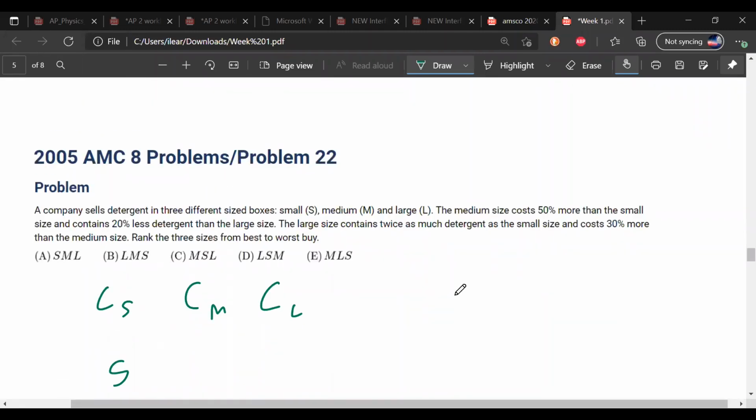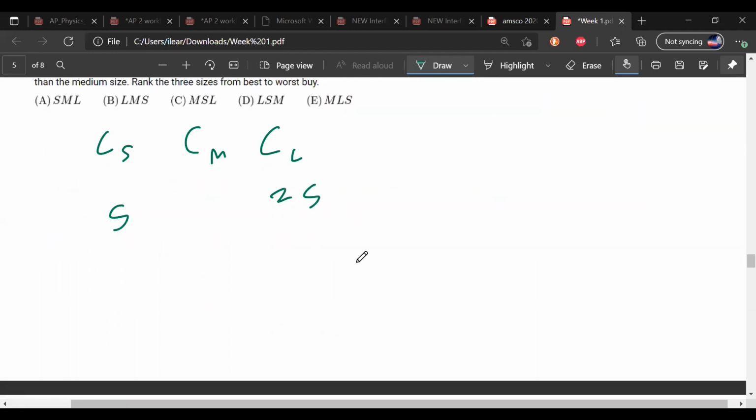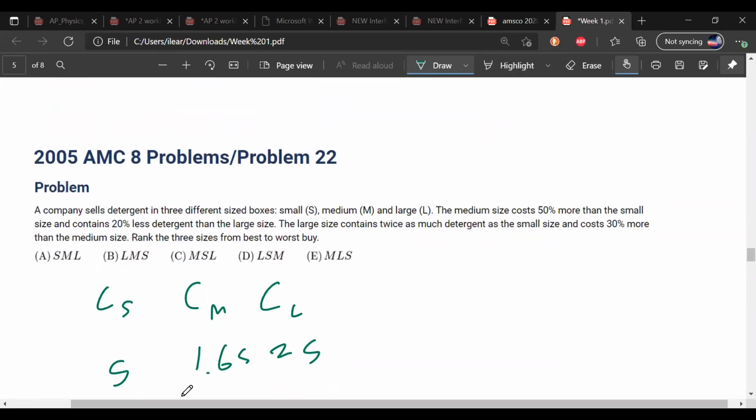We also know that the large size contains twice as much detergent. So that means 2S amount of detergent. And the medium contains 20% less detergent than the large size. So that basically means 0.8, 80% of 2S, which is equal to 1.6S. So let me rewrite this as 1.6S. All right. So now we have the volumes, or the amount of detergent, down pat.